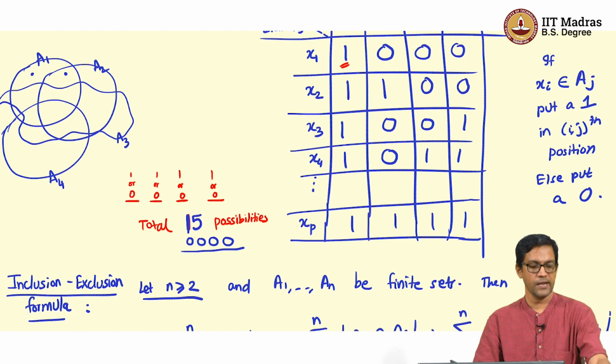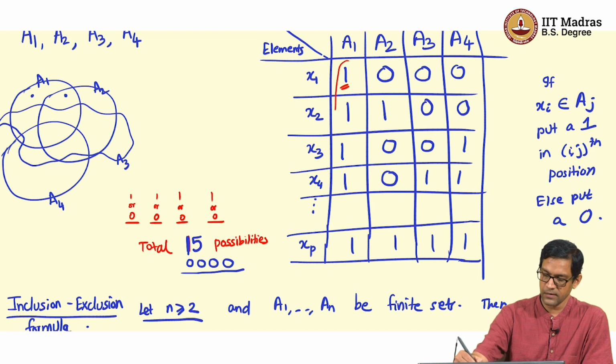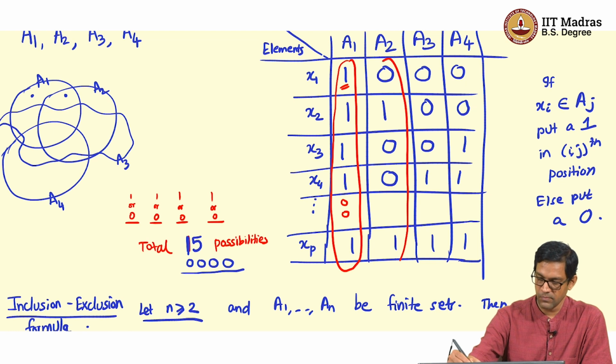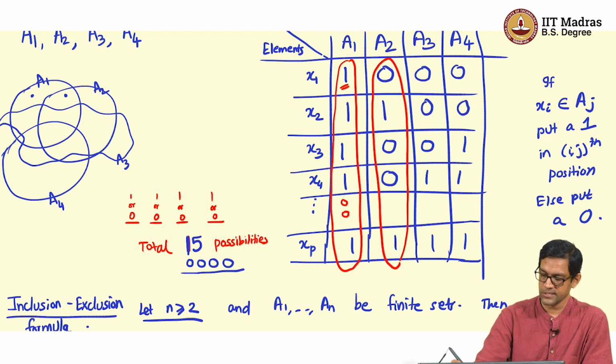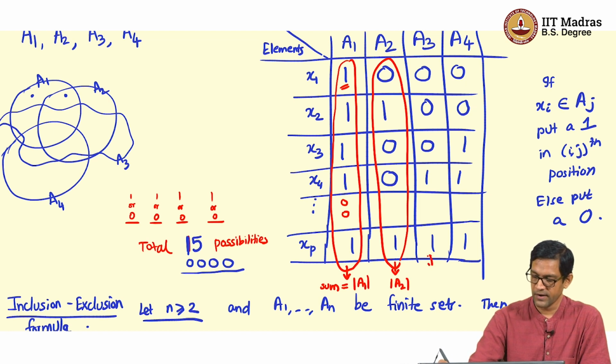For instance, the cardinality of A1, the very first set, is just the following. You just add all the ones in the first column. Some of these could be zeros also, but if you add all the ones, the sum of the first column is exactly the cardinality of A1. The sum of the second column is the cardinality of A2. Here again you add all the ones here, you get A3, you add all the ones here, you get A4.